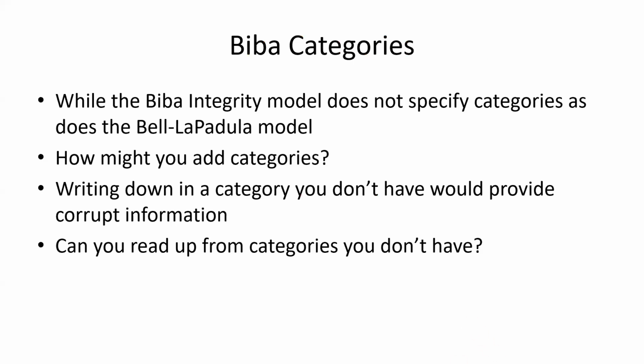Okay, categories. Biba doesn't really have categories. Might you have categories? You could probably think of a way to put categories in there to make sure that you don't write into categories you don't know about, where you would not have the knowledge. You would then corrupt the information.